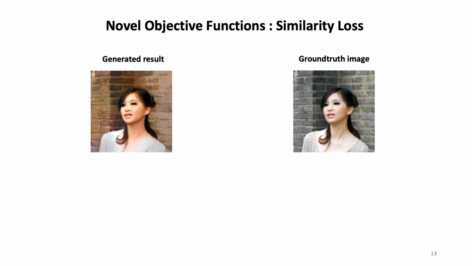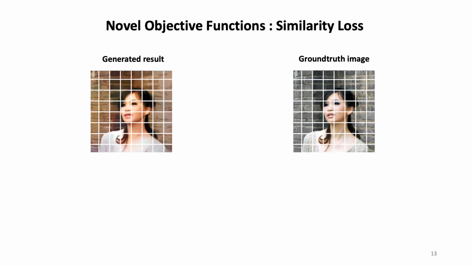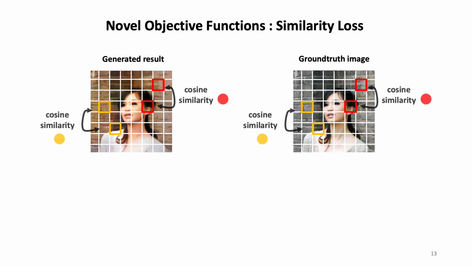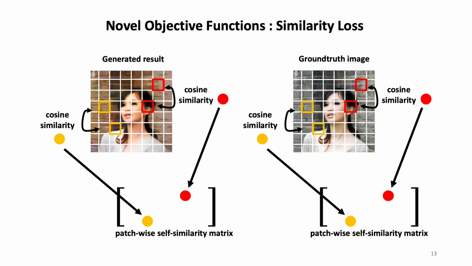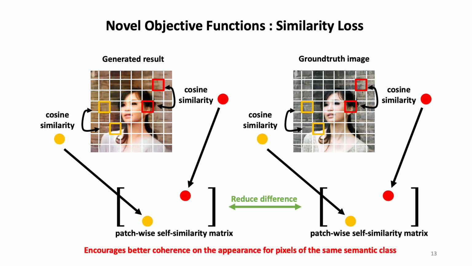Here we introduce several novel objective functions proposed by us. The first one is similarity loss. We divide the image into many patches and compute similarity between each pair of image patches. In this way, we can build up a patch-wise self-similarity matrix for each image. The objective is to reduce the difference of patch-wise self-similarity matrix between generated result and corresponding ground truth image, which highly encourages better coherence on the appearance for pixels of the same semantic class.